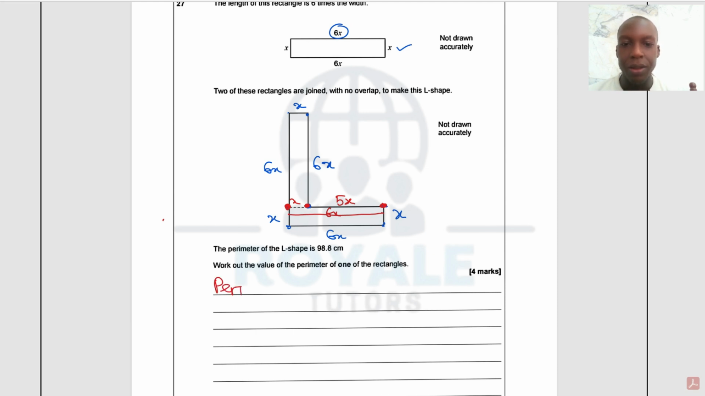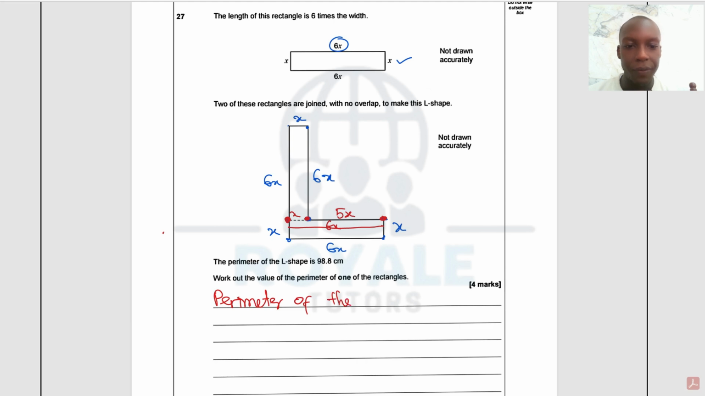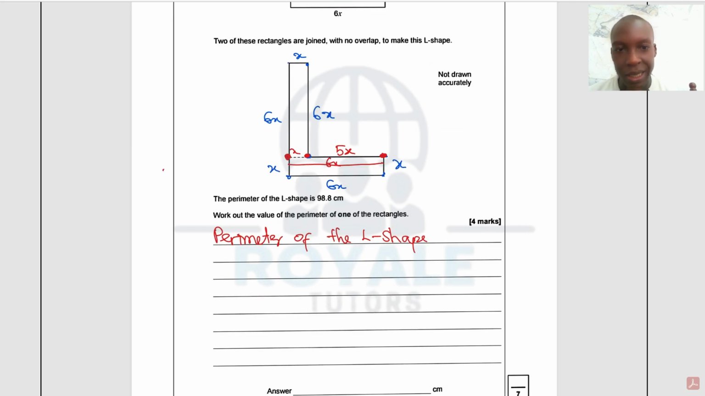So if I want to find the perimeter of the L shape now, it means that I'm going to add all the sides together. Let's say I'm starting from this particular point. That's going to be x plus, I've covered this, I'm covering this next, that's going to be 6x plus, I'm covering this next, that's 5x plus, I'm moving back to this, that's x. Moving back again is 6x. This small place is x. Covering back to the initial point where we started from is 6x.